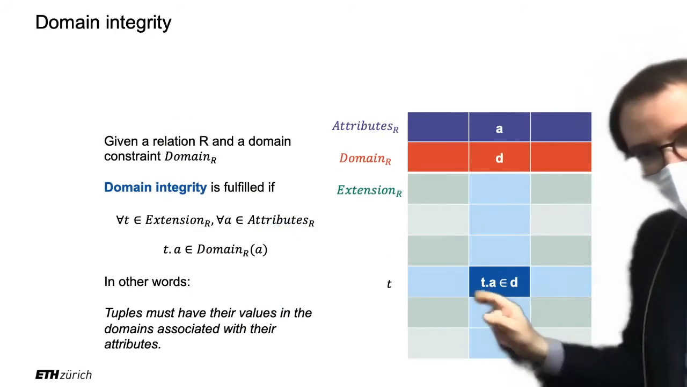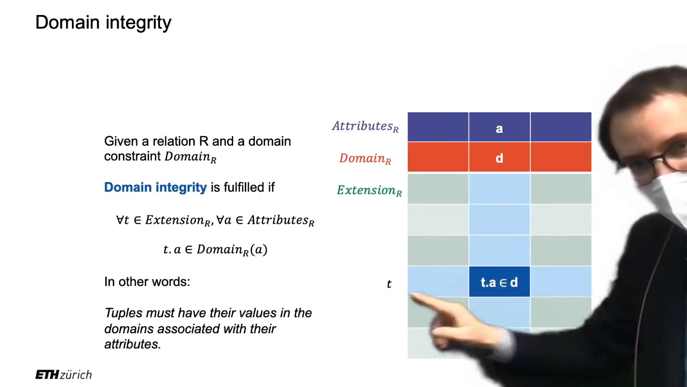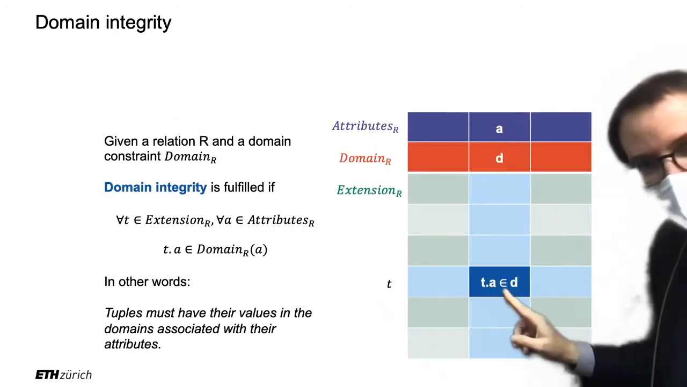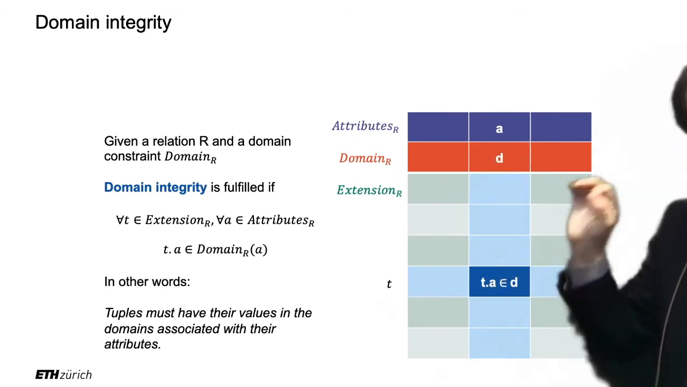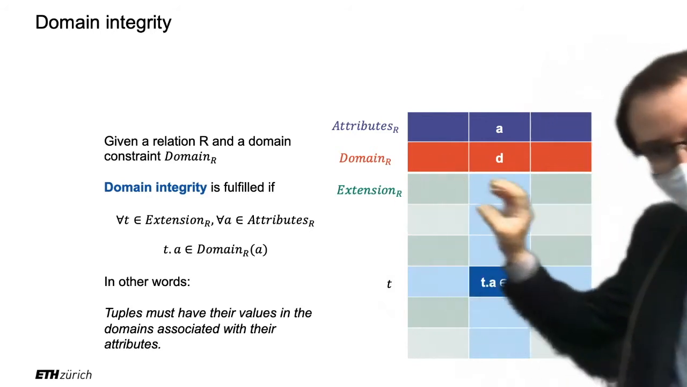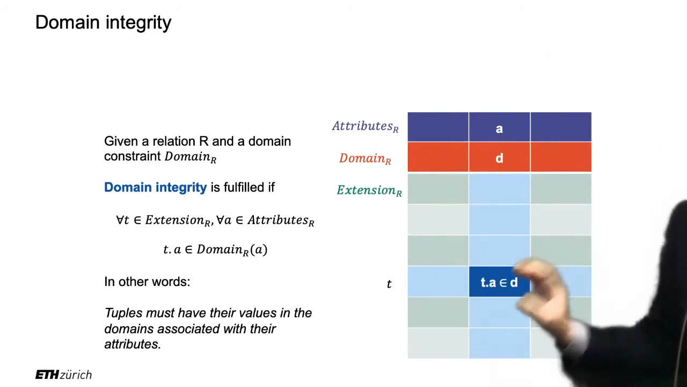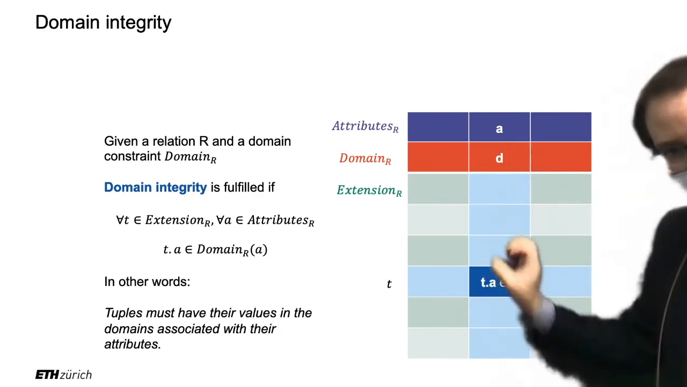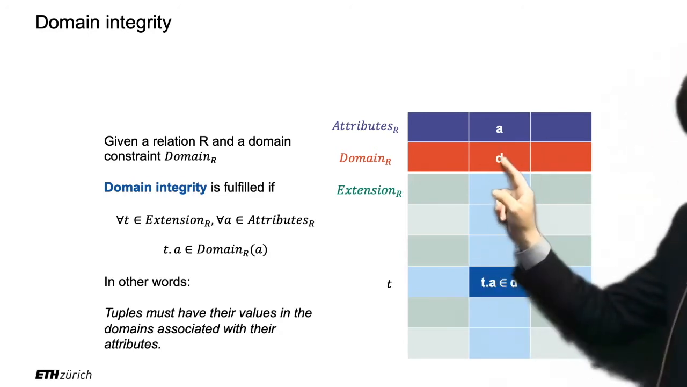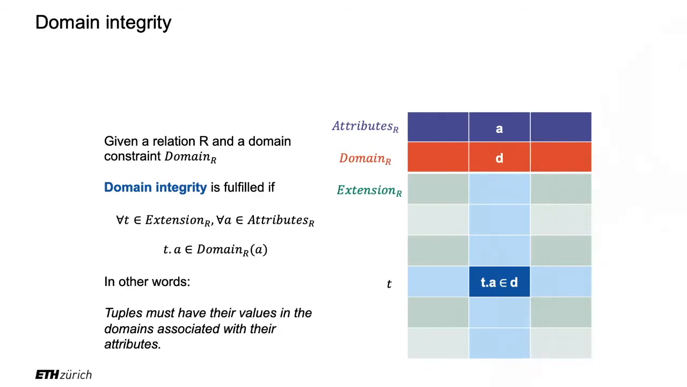So I basically ask the question: is t.A, the value here, in the domain that I want to enforce? If this is true for every single value in my table, such that within the same column all of the values belong to the domain specified here, then my data is valid against my schema. In other words, my relational table fulfills domain integrity.